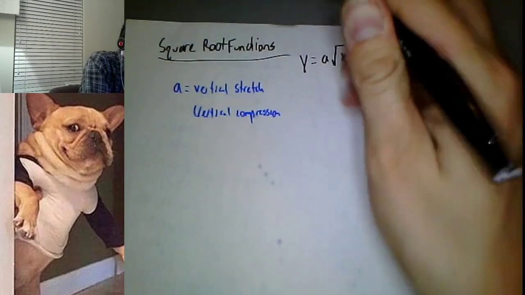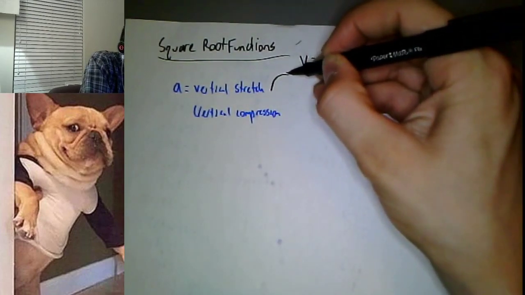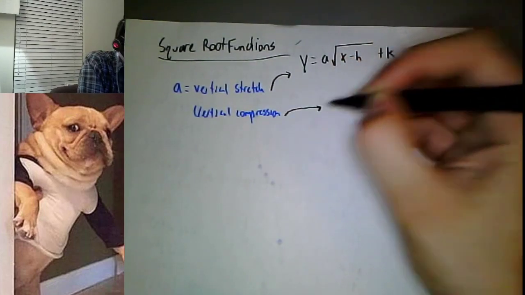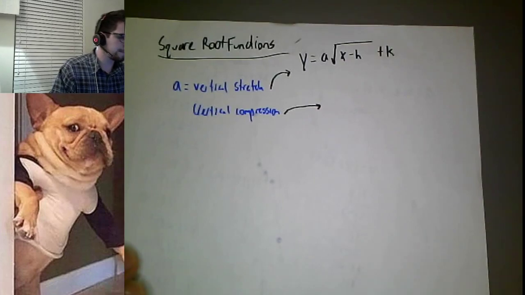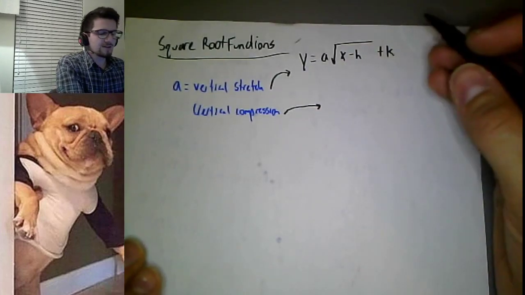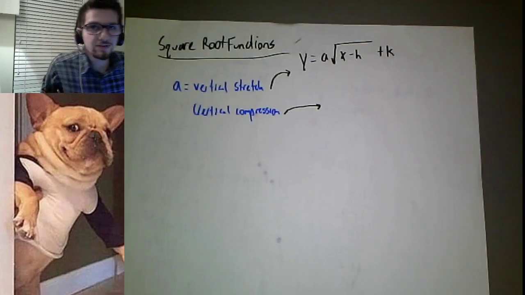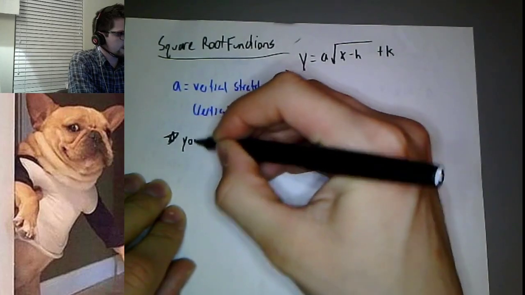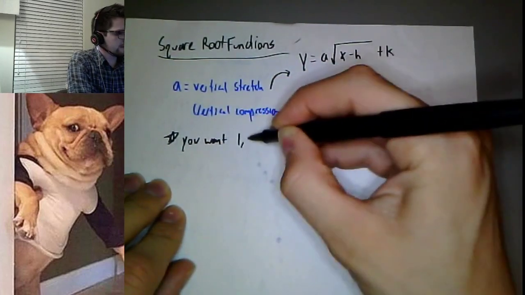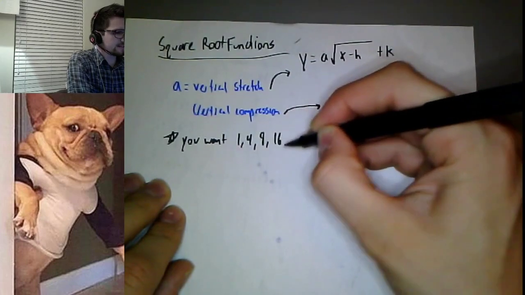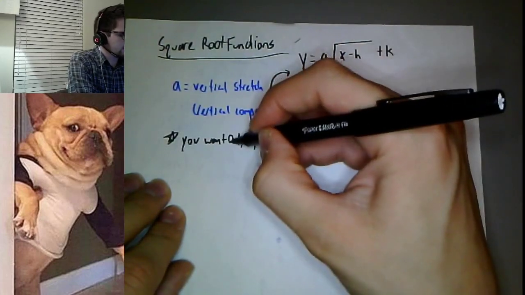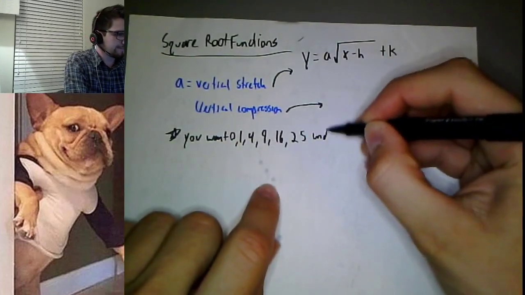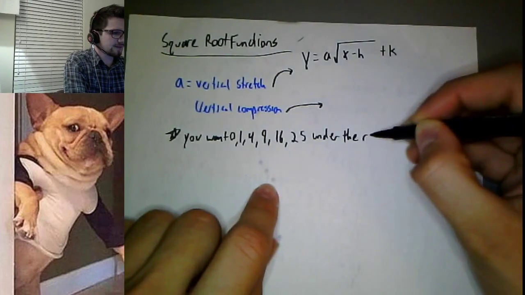Now, if it's a vertical stretch, our shape's going to look like this, really tall. And if it's a vertical compression, it's going to look like this, really stout. All right? So these had some special rules, and I told you there are certain numbers you want to end up with. You want 1, 4, 9, 16, or 25. Well, really, you could add 0 in there. You want 0, 1, 4, 9, 16, and 25 under the radical.